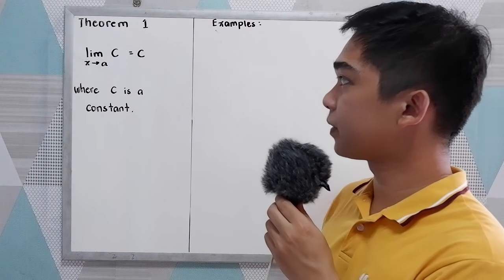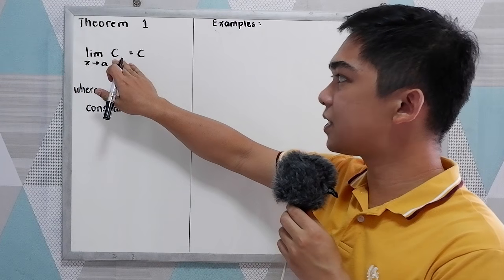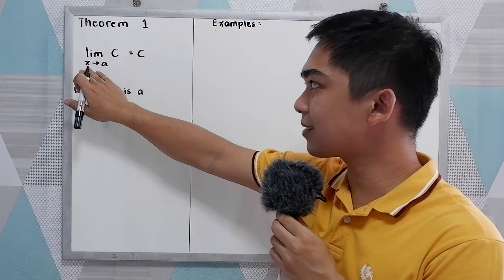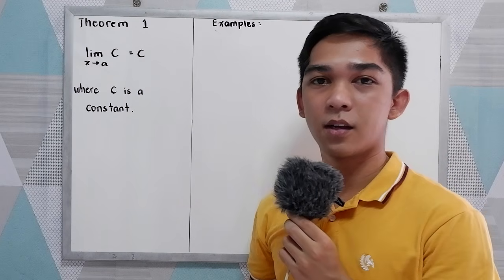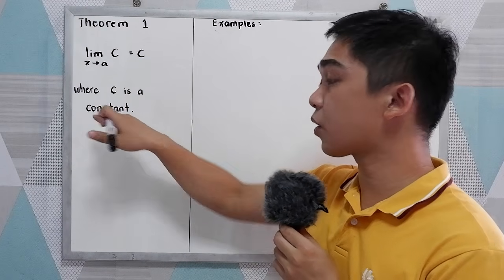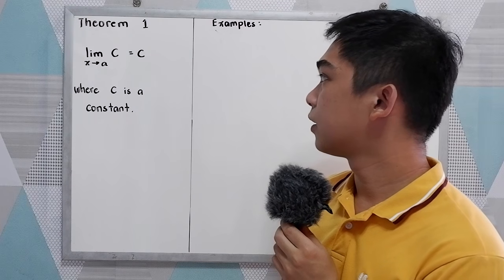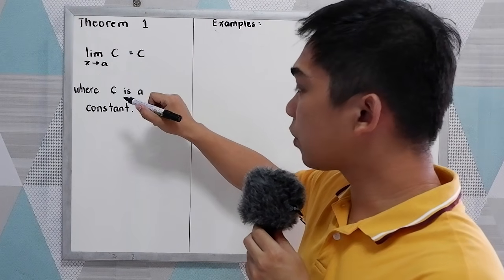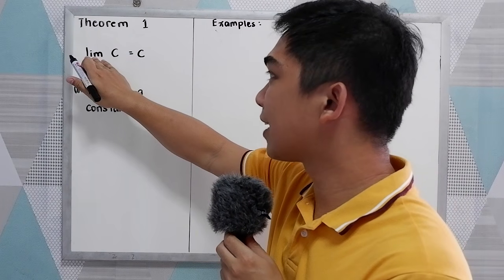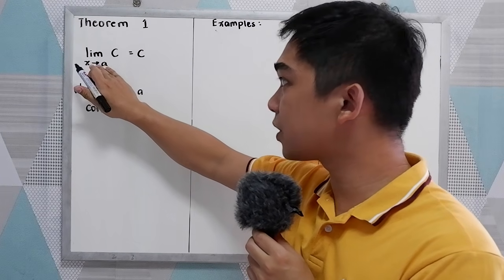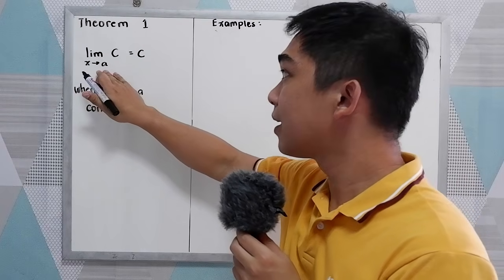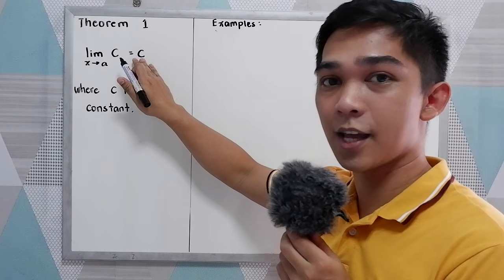Theorem number 1. The limit of c as x approaches a is equal to c, where c is a constant. So take a look at that. The limit of a constant as x approaches a, that is any number, is equal to the constant.